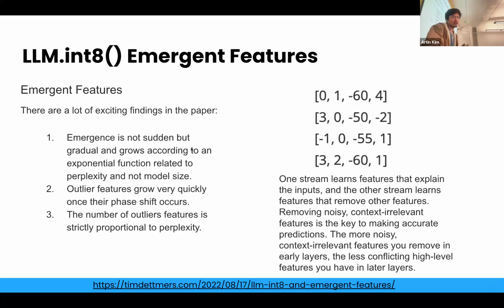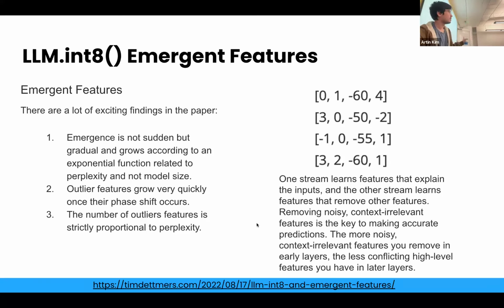But yeah, emergence is not sudden. Outliers grow very quickly once this shift occurs. I think it's around even 115 million parameter models that they start to see a bunch of outliers and everything else is really suppressed. Their intuition is that it's trying to extract one single feature from the text or something. I don't know. But this is a quantization method that works.